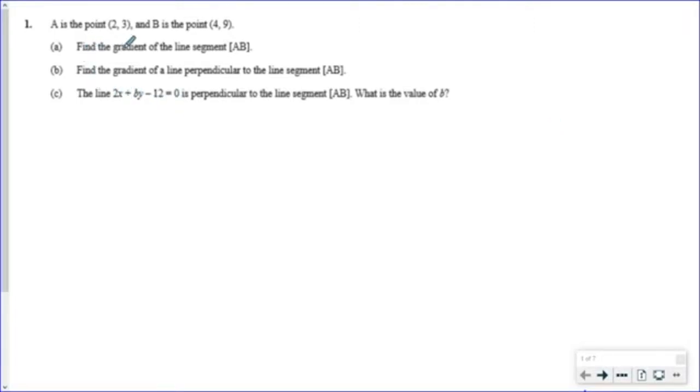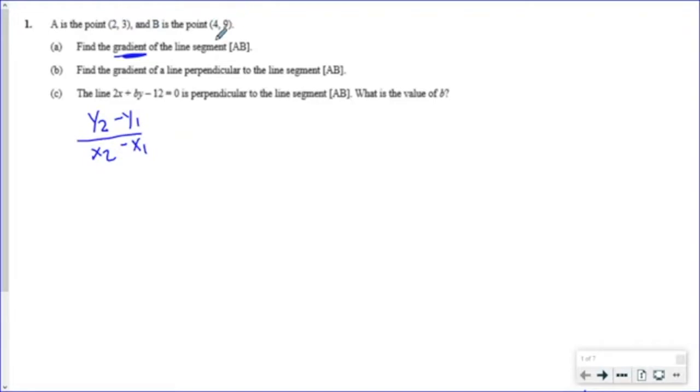All right, hopefully by now we all realize that gradient, this word right here, means slope. So if we want to find the slope between these two points here, we're going to use our gradient formula: y2 minus y1 over x2 minus x1. It really doesn't matter which one you pick. I'll pick this one first.